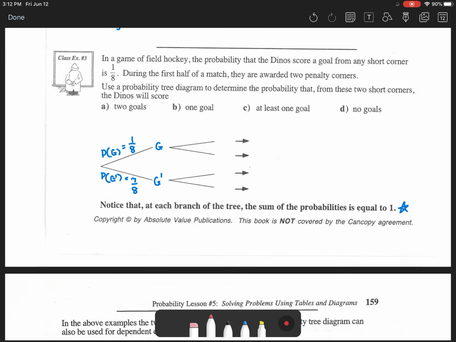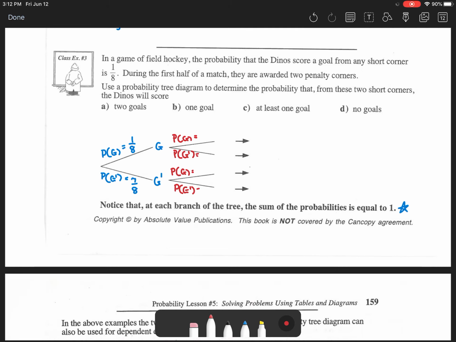Now, that's off the first one. Now we have a second corner that we have to take. And again, it looks very similar. The probability of scoring a goal, the probability of not scoring a goal. Okay, and the same thing happens on the second corner here, right? I could either score a goal or not score a goal.